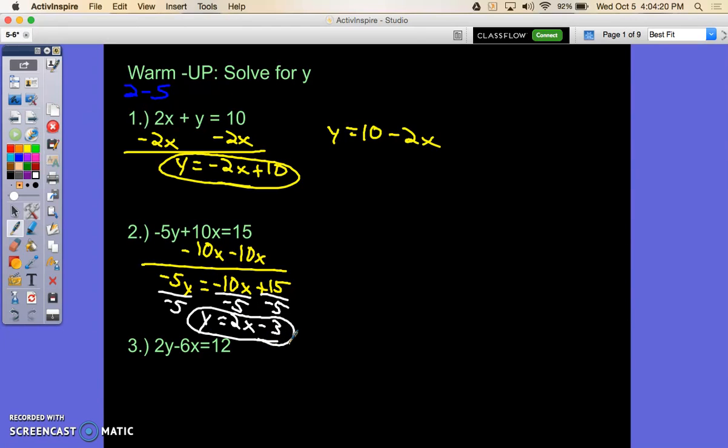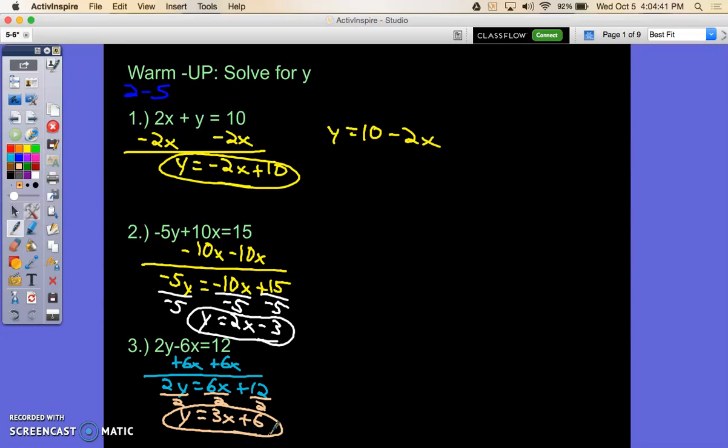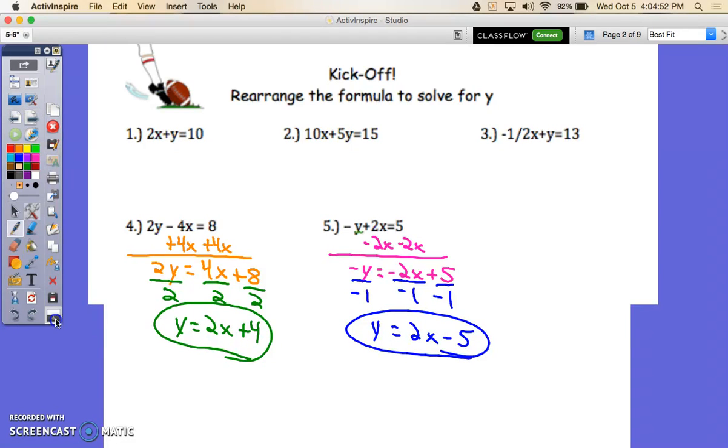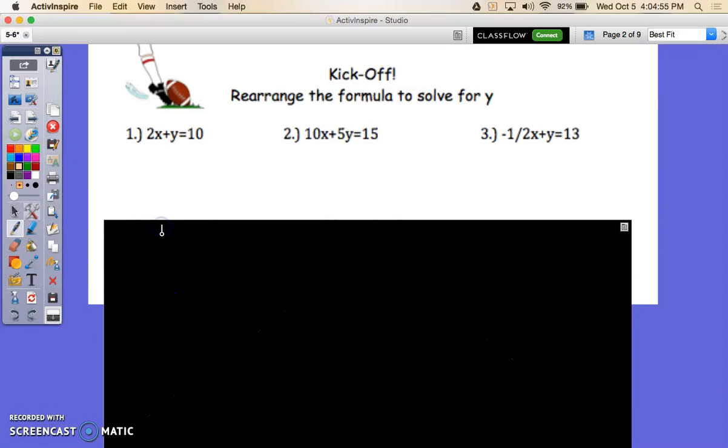And take a look at number 3. We go ahead and add 6x to both sides. We're going to be left with 2y equals 6x plus 12. And once again, we're going to want to go ahead and divide through individually. And once again, you'll see the reasoning behind that when we get into what the slope-intercept form actually means, and we're left with y equals 3x plus 6. So hopefully that was a quick review of section 2.5, and you are able to accomplish that main part of the lesson.